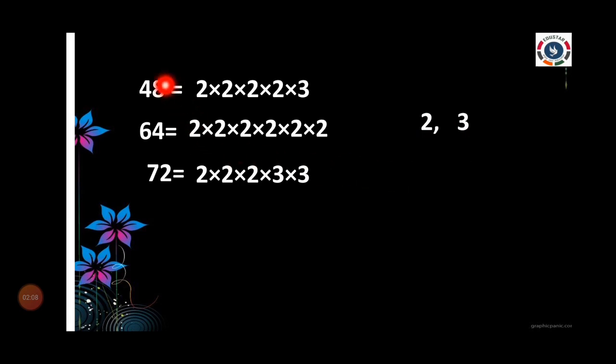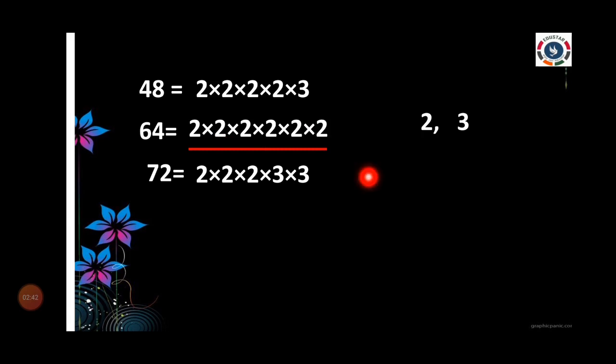We have 3 numbers. Among the 3 numbers, which number has the maximum number of 2's? In 48, there are only 4 twos. In 64, 6 twos are there. In 72, 3 twos are there. In which number is the maximum number of 2's? 64 only has more 2's, isn't it? So you should underline all those 2's. This is a very simple method to find LCM.